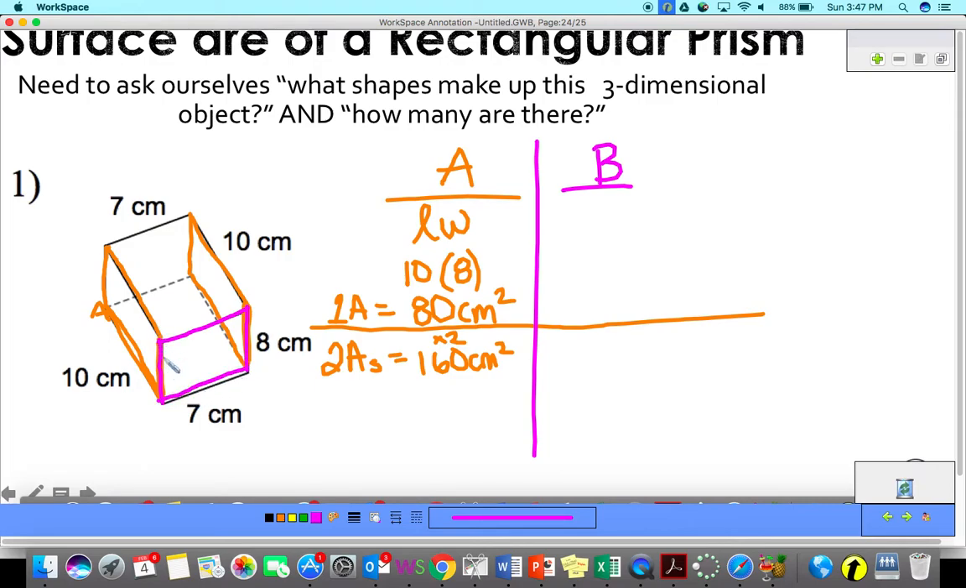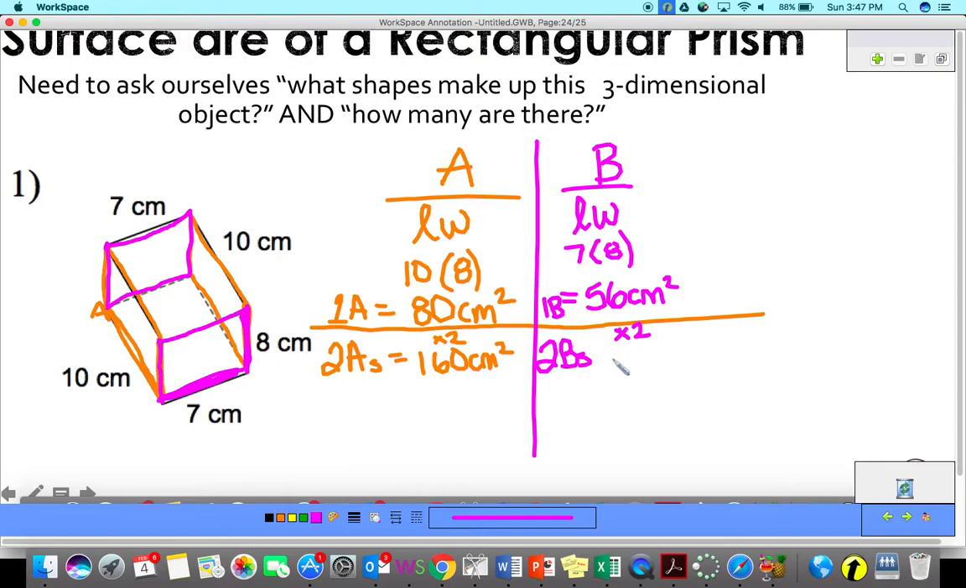When I outline that shape, I see it has a match at the back here, this other pink shape. And when I look for its measurements, I see that it is a 7 right here and an 8 right here. So I'm going to go length times width, and I'm going to go 7 times 8, which is equal to 56 centimeters squared. But again, that value right there is only for one of them. Just like this was 1 A, this is only 1 B. So if I want 2 of them, I need to multiply this by 2. 56 times 2 is going to be 112 centimeters squared.